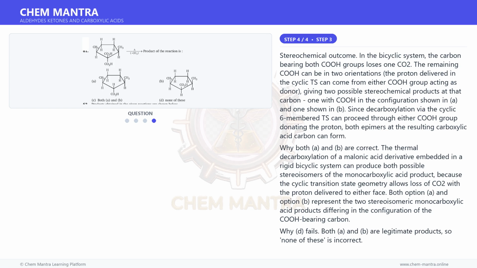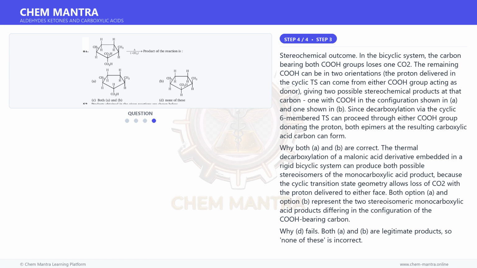Stereochemical outcome. In the bicyclic system, the carbon bearing both CO2H groups loses one CO2. The remaining CO2H can be in two orientations. The proton delivered in the cyclic TS can come from either CO2H group acting as donor, giving two possible stereochemical products at that carbon, one with CO2H in the configuration shown in A and one shown in B.